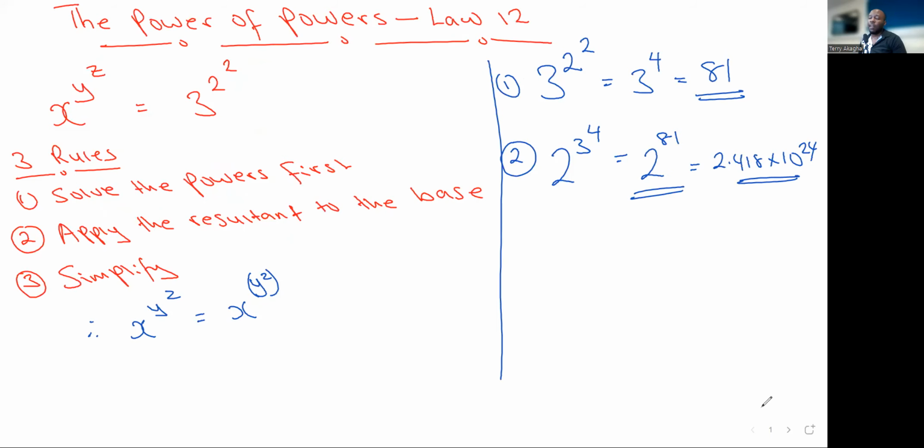All right. So the first thing you do, you solve the powers first. Then you now apply it to the base. Is that okay? After which you now simplify based on the question. All right, that is the 12 laws. That's law 12. You can go to the textbook. In other places you might get other laws, but these are the most popular 12 laws. The other laws are more like manipulation of these laws as well.